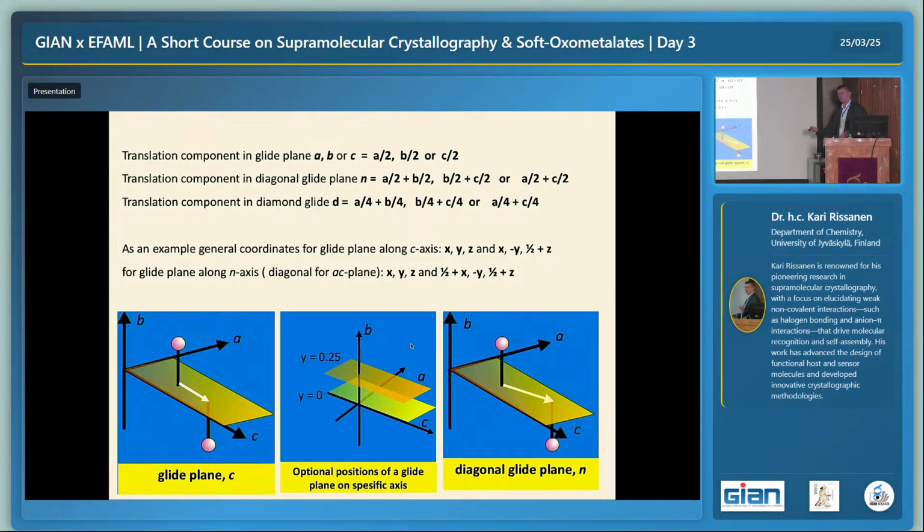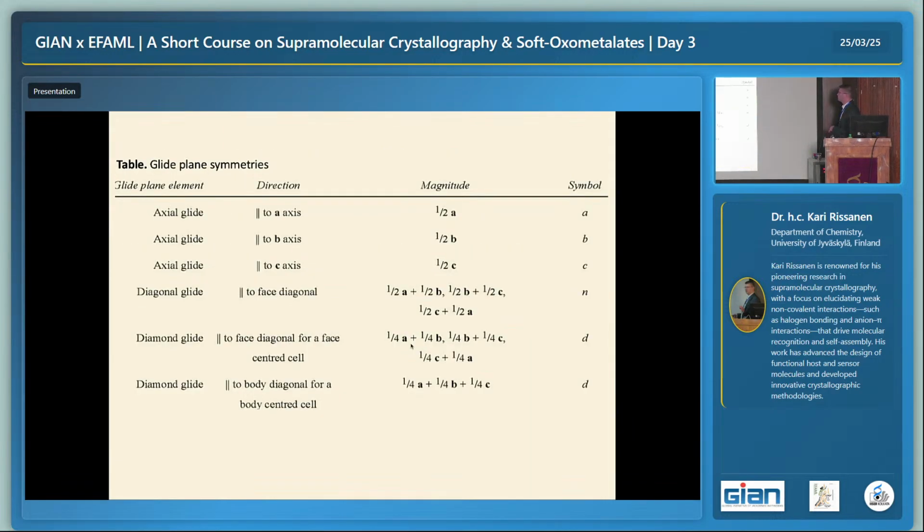But these are all possible. These are just descriptors of how you can determine the position of the next entity, atom or a molecule. Is there this kind of a possibility? And these are the possibilities we have. So this is now glide plane symmetries. I will just skip it very briefly, but this is the actual idea, and these are the symbols. These are on very highly symmetrical cases or this kind of a thing.